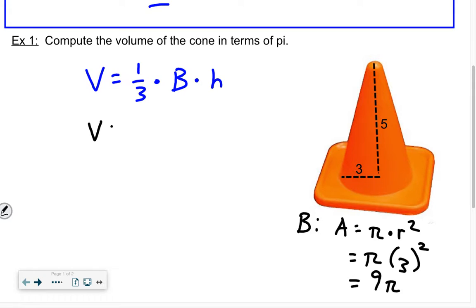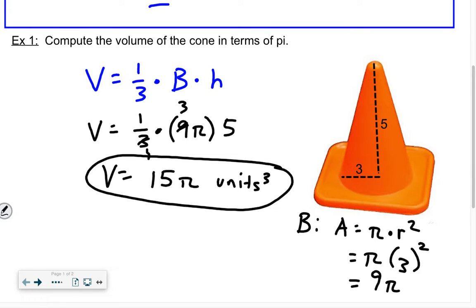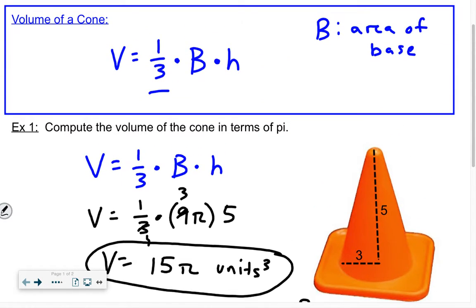If we go back to our formula, 1/3 is a constant, we're not going to change that. We can now plug in 9 pi since that's the area of our base, and our height is going to be 5. Now if you want to, you can reduce the 3 and the 9. 3 goes into 3 once, 3 goes into 9 3 times, so we get 3 pi times 5 to get us 15 pi. Units cubed. So 15 pi units cubed. So that's going to be our formula for a cone.